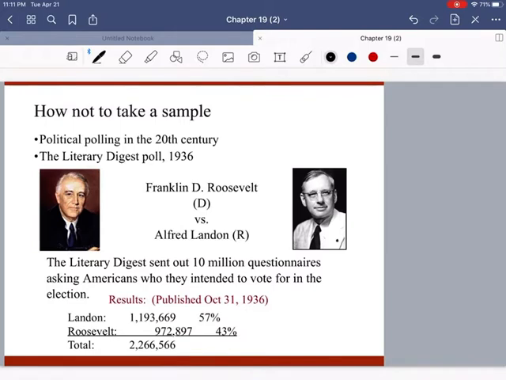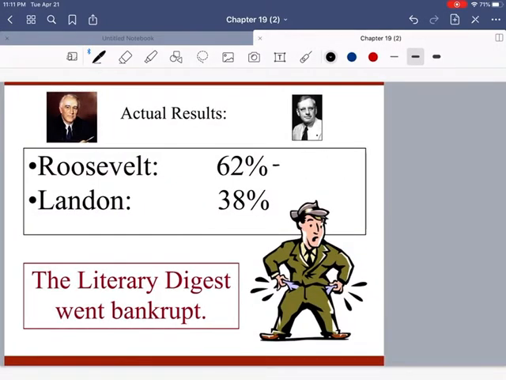So way back in 1936, the Literary Digest put out a survey asking people who they planned to vote for, Roosevelt or Landon. They sent out the survey to 10 million people. When they returned the surveys, the results were that Landon was going to win 57% to 43%. But what actually happened was Roosevelt won 62% to 38%. And that is a huge difference. And so Literary Digest actually went bankrupt because of this mistake.